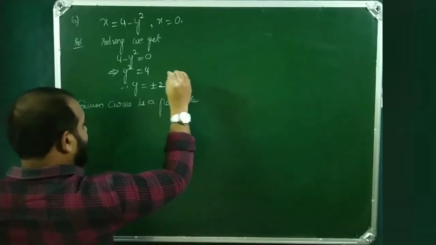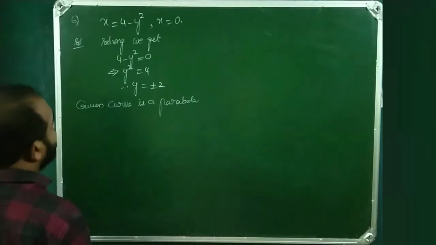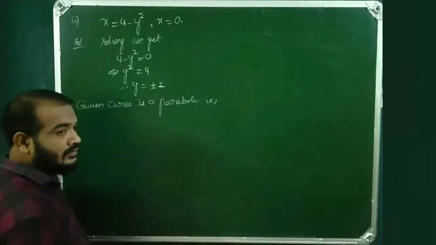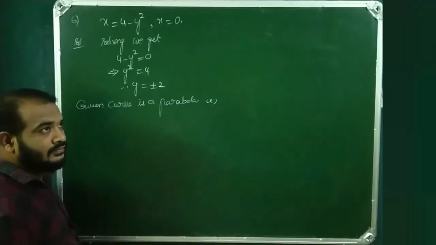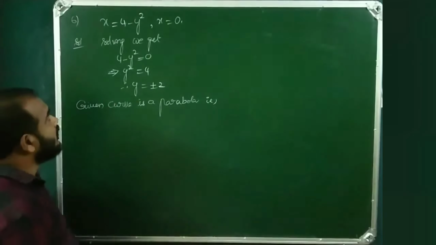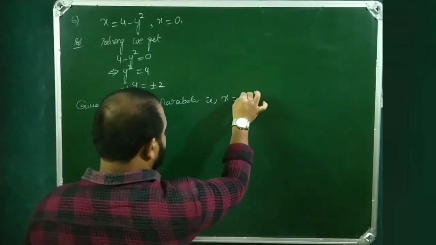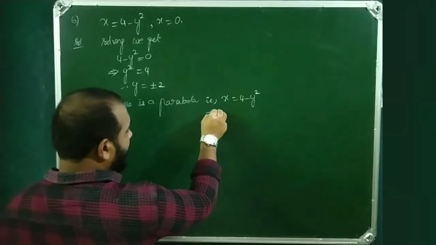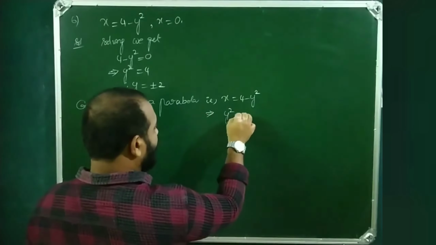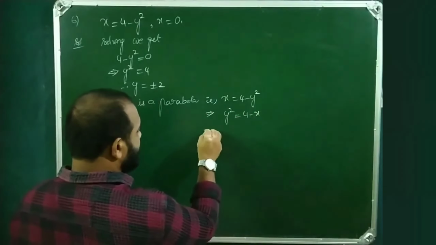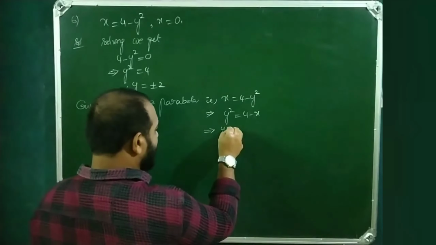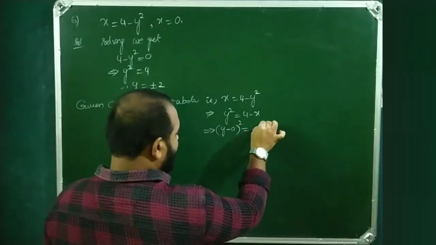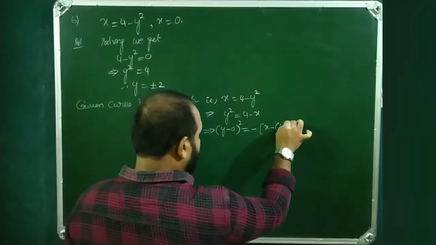Now, see, the given curve is a parabola, that is x equals 4 minus y square. This can be rearranged as y square equals 4 minus x. This can further be rearranged as (y minus 0) whole square equals minus of (x minus 4).